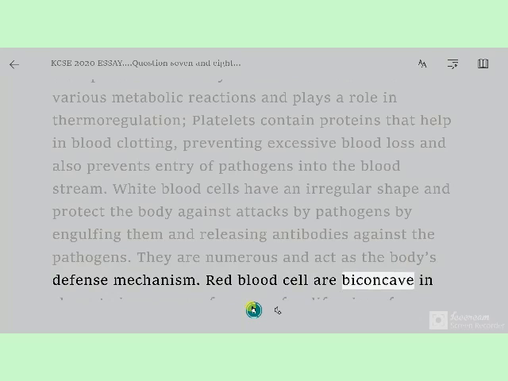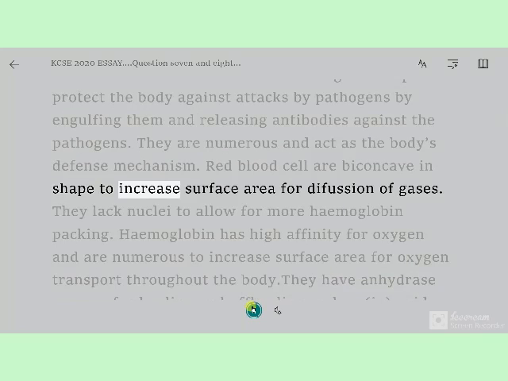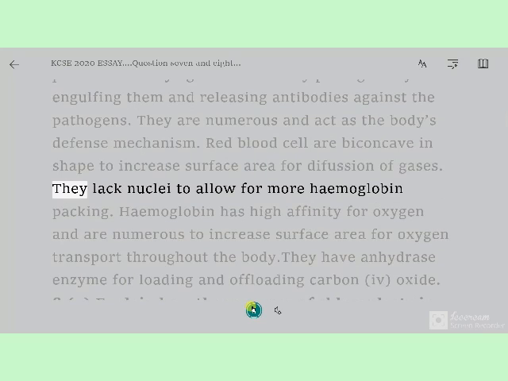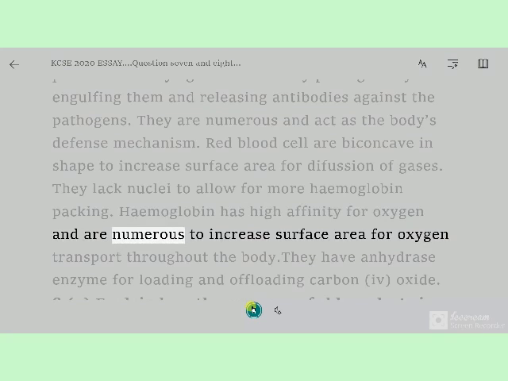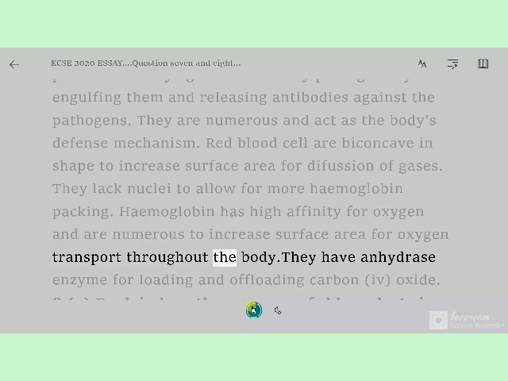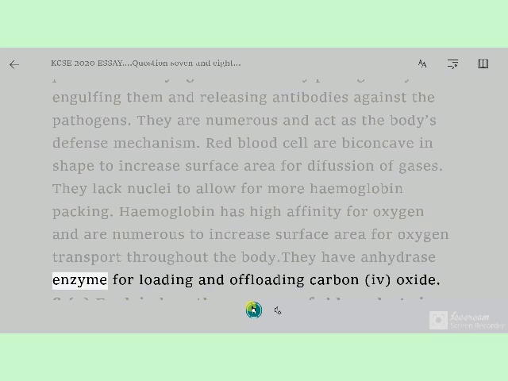Red blood cells are biconcave in shape to increase surface area for diffusion of gases. They lack nuclei to allow for more hemoglobin packing. Hemoglobin has high affinity for oxygen and they are numerous to increase surface area for oxygen transport throughout the body. They have carbonic anhydrase enzyme for loading and offloading carbon dioxide.